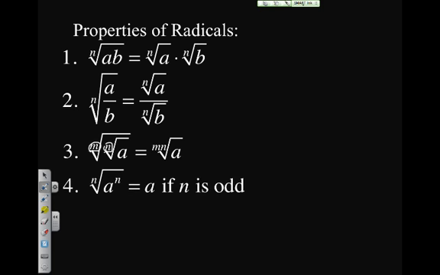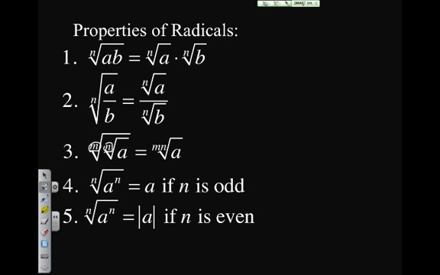The nth root of A to the nth power equals A as long as n is odd. So the cube root of a number cubed is just going to be that number, or the fifth root, or the seventh root. But our next property is the nth root of A to the n power is equal to the absolute value of A if n is even.